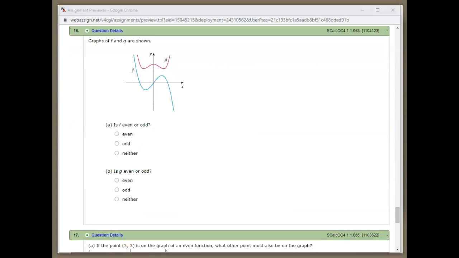You can determine even and odd on a graph, I'm down at number 16, by folding. If you fold along the y-axis and the graph lies on top of itself like G does here, that means that it's an even function. If you fold along the y and then fold it on the x and it lies on top of itself, that means it's odd. Another way you can tell it is that it's even if every time you have an x on this side, negative x is going to give you the same y value. It's odd if every time you have an x on this side, negative x is going to give you the negative of that y value.